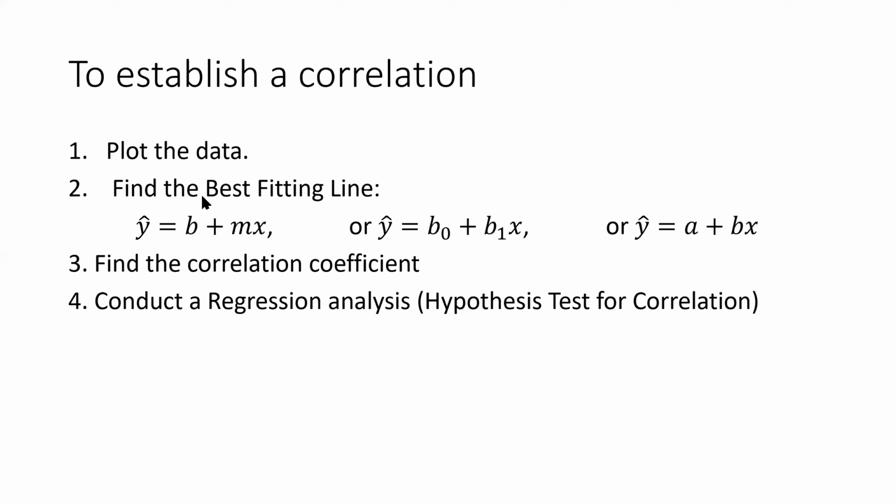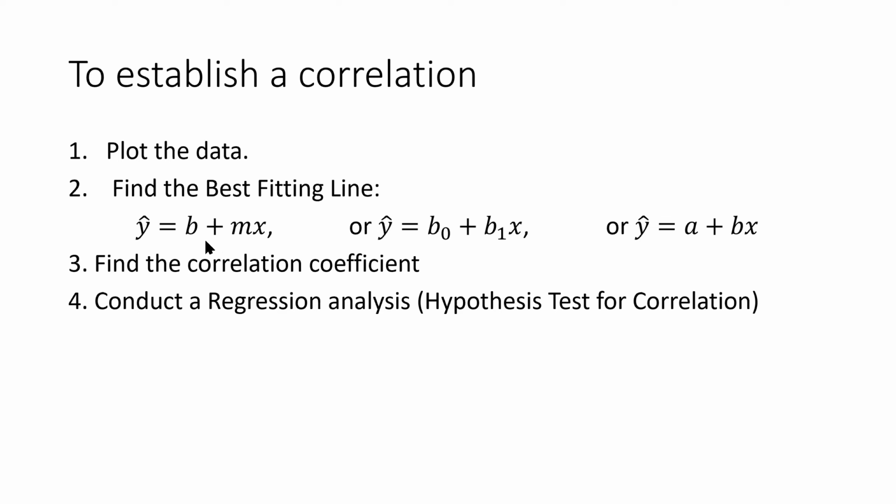So once we establish that there is a linear correlation, then the next step would be to find the best fitting line. In this course, we're gonna use technology to do that. The technology will find both the y-intercept and the slope for us.